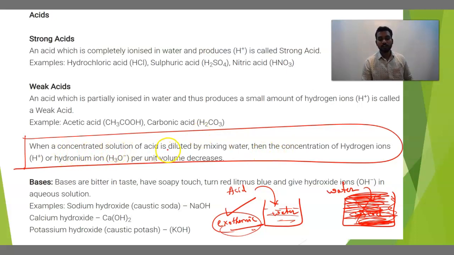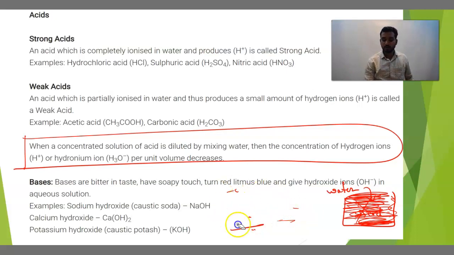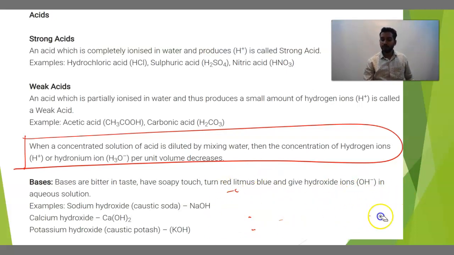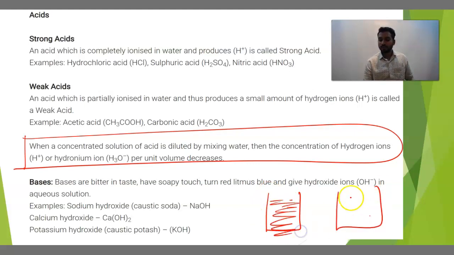When a concentrated solution of acid is diluted by mixing water, the concentration of hydrogen ions or hydronium ions per unit volume decreases. According to this statement, always add acid to water. Water is present here, and we add acid into it. This is the correct one. If you do the opposite, the large amount of heat generated may cause fire and damage to your face or hand. Now we can see this is the water. Here also we have water.